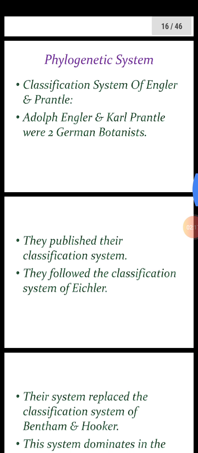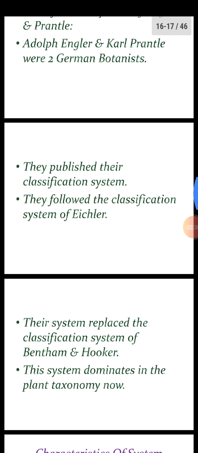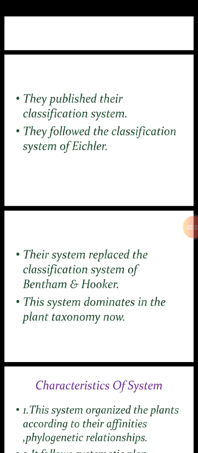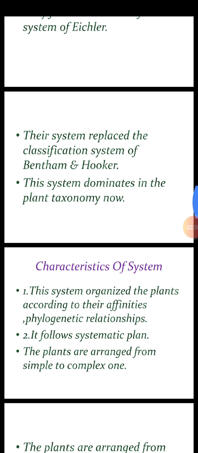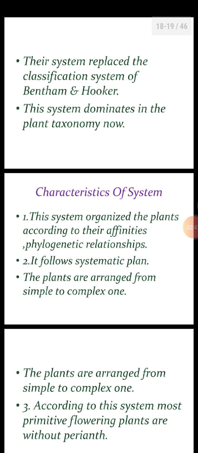Now there is the phylogenetic system of plants, that is, evolutionary trends. Classification system of Engler and Prantl. Adolf Engler and Karl Prantl were 2 German botanists. They published their classification system, and they followed the classification system of Eichler. Their system of classification replaced the system of Bentham and Hooker. This system dominates in plant taxonomy now.